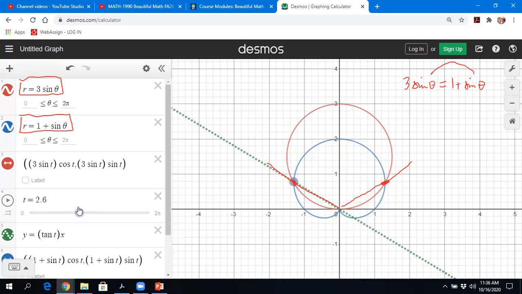Right, if I move this over here, how many sine thetas do I have left? 2 sine theta is equal to 1. So what's sine of theta? Sine of theta is 1/2. And there are 2 times where that happens, which works out perfectly for us because we were after 2 angles. When does that happen?